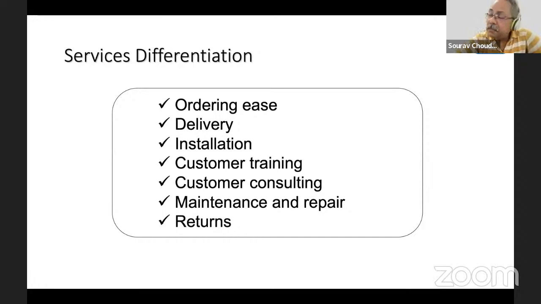Okay? Vacuum cleaners of Eureka Forbes, filters of Eureka Forbes, fantastic. You just have to call them. I mean, buy the product, next day morning, they come and install it. Okay? Customer training. Okay? Customer training is a big differentiation.